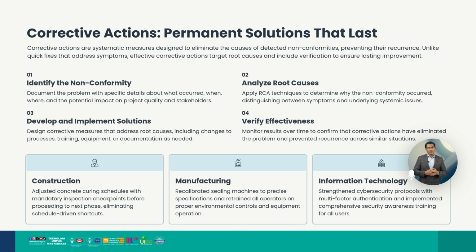In manufacturing, misaligned sealing machines might be the cause of frequent packaging failures. The corrective actions could involve recalibrating the machines, retraining operators, and introducing a more rigorous maintenance schedule. In an IT environment, if security breaches occur due to weak authentication, corrective actions might include upgrading firewalls, strengthening authentication protocols, and training staff on cybersecurity best practices.